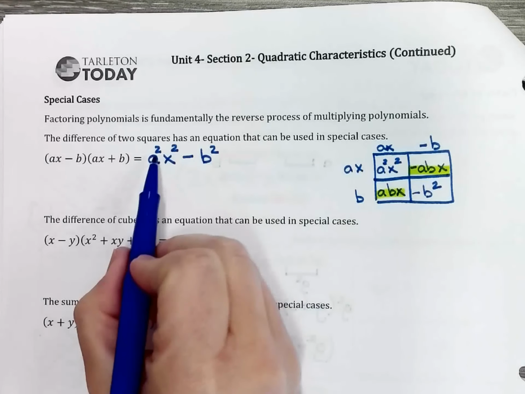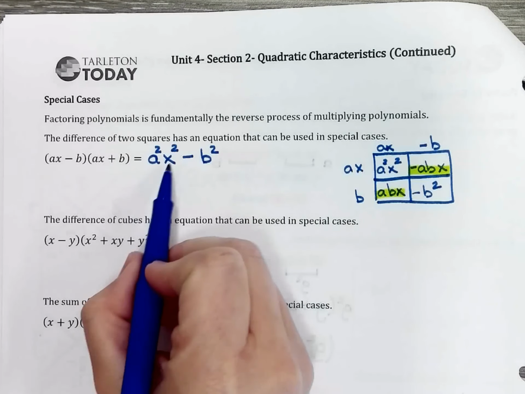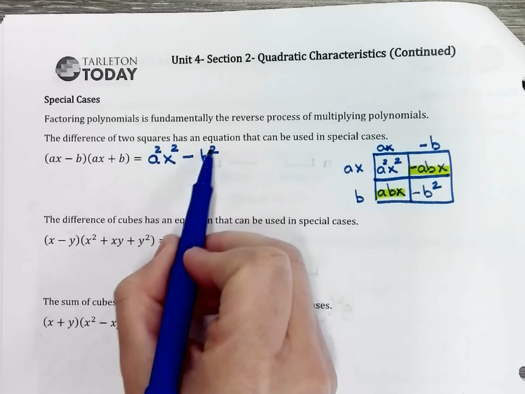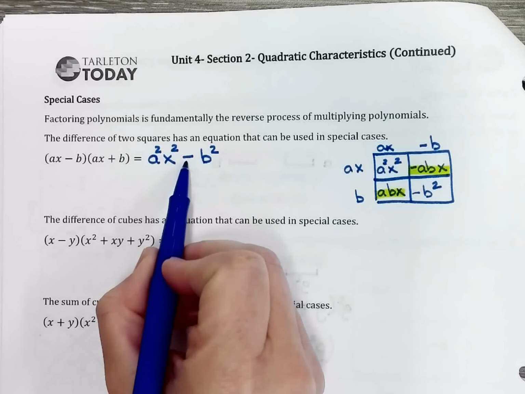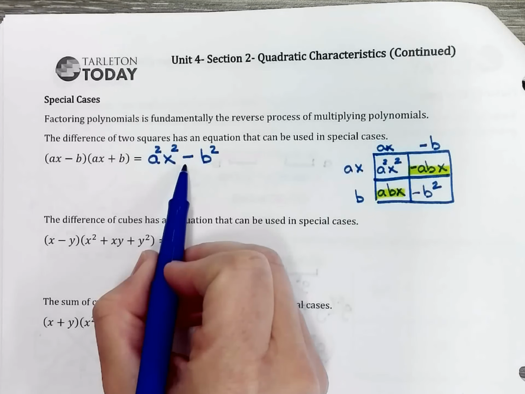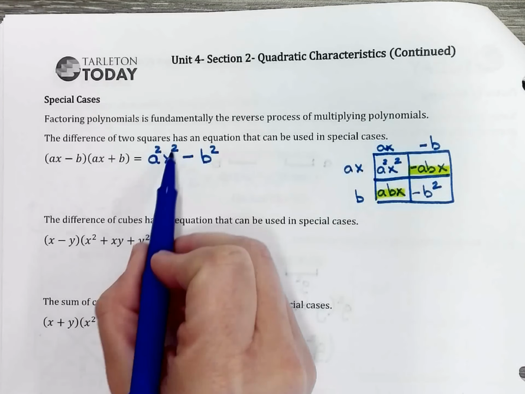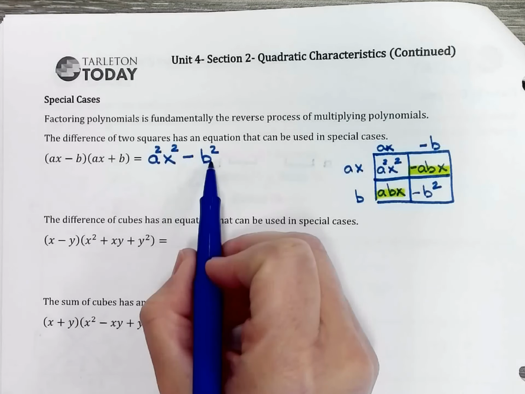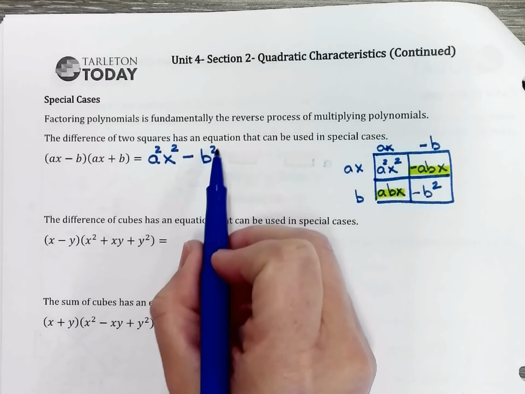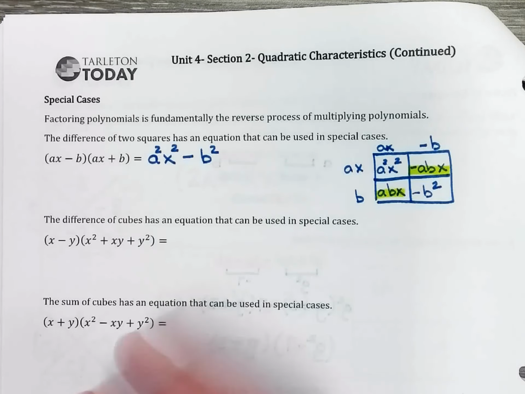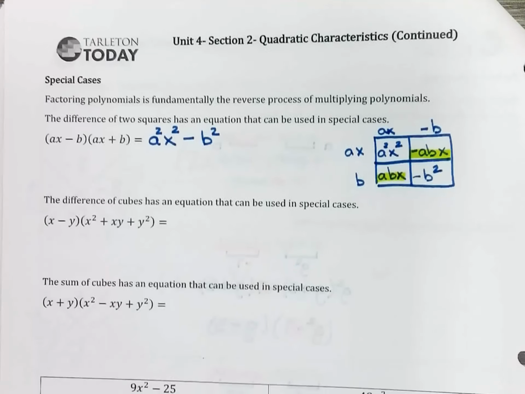But the trick here is to be able to identify a perfect square here, a perfect square there, and a difference between the two perfect squares. You could have a number here that is a perfect square with the variable squared. You could have another number here that is a perfect square with the variable squared. And then when we get to the examples, it's going to make more sense.